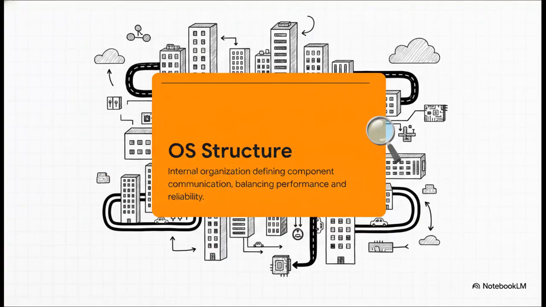First up, Section 1, the core of computing, the blueprint of your device. So, to truly grasp how our devices function, we really have to look at their master plan. Operating system structure is basically the internal organization that defines how all the different components communicate with each other. It's a delicate balancing act between performance, reliability, and maintenance. Honestly, it's a lot like city planning for your device.